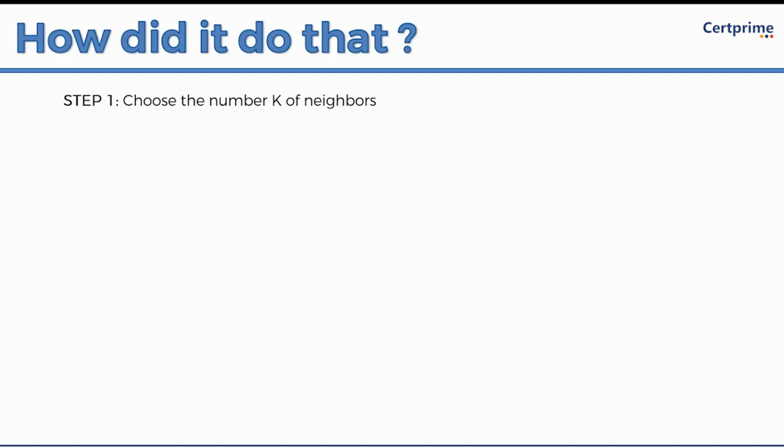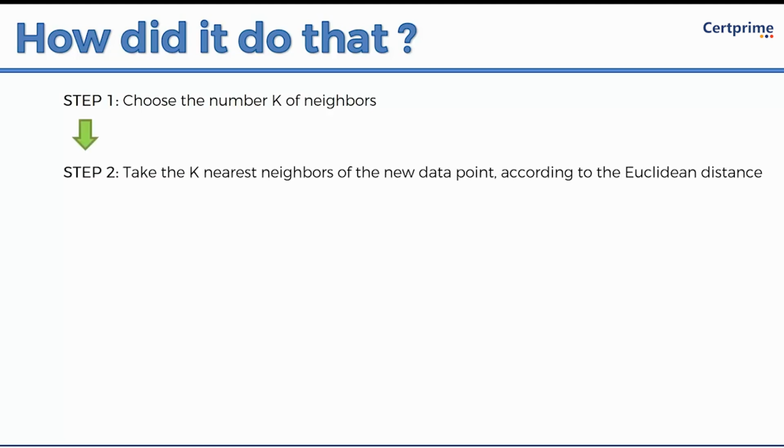All right, so the first step is to choose the number k of neighbors that you're going to have in your algorithm. So you have to identify whether k is equal to 1, 2, 3, 5, or some other number. One of the most common default values for k is 5. Next, you need to take the k-nearest neighbors of the new data point according to their Euclidean distance. Now here, you don't have to use Euclidean distance. You can use other distances such as the Manhattan distance or any other distances that you might be considering. But in most cases, Euclidean distances are used, so we're going to stick to those.